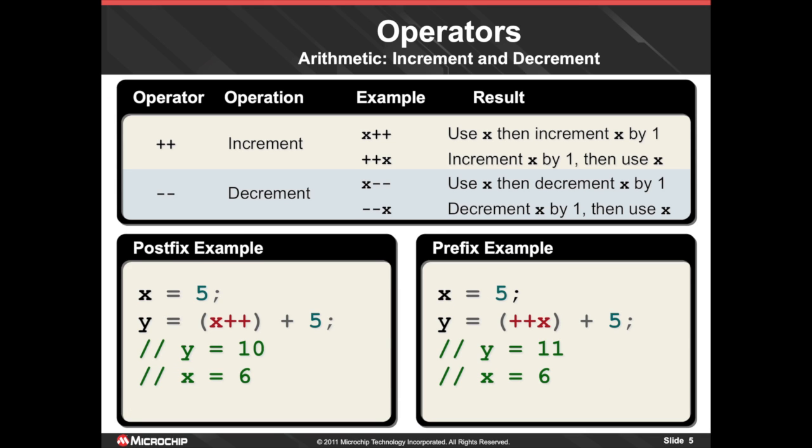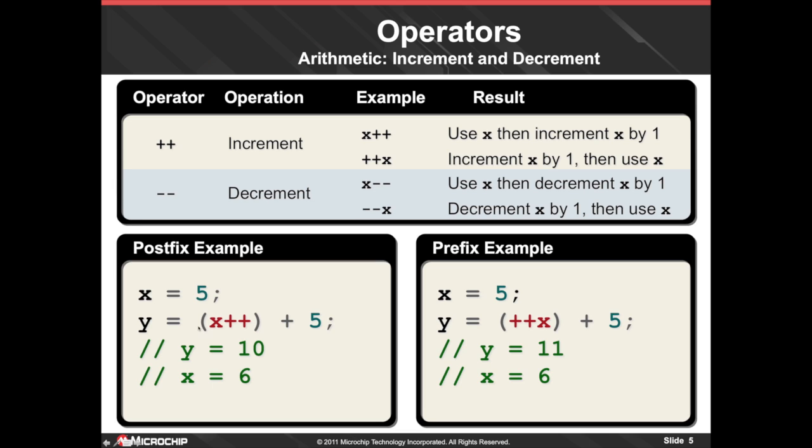The final 2 general arithmetic operators are the increment and decrement operators. Both are unary operators because we only require one operand. They may be applied on either side of the operand. One is called postfix, where you see the plus plus after the operand, and then the prefix, where it happens before. When the operator is postfixed, as in this example on the left, we use the value of x first when evaluating the expression, and then we increment it afterwards.